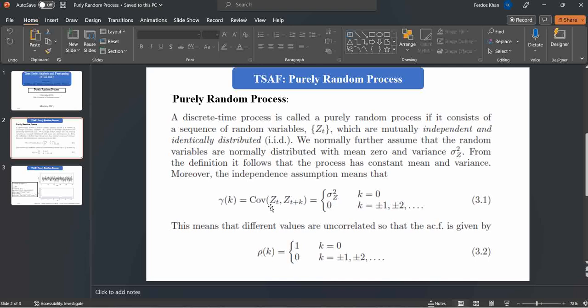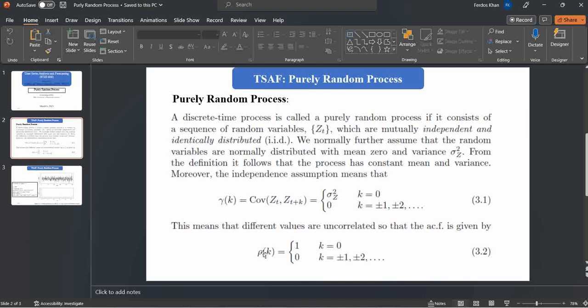So in the numerator there is the variance, which converts to sigma square z. In the denominator, this has standard deviation sigma z, and this has standard deviation sigma z, because both are zt at k equal to 0. So in the numerator there is sigma square z, and in the denominator there is sigma z times sigma z, which becomes sigma square z, and therefore this is equal to 1.